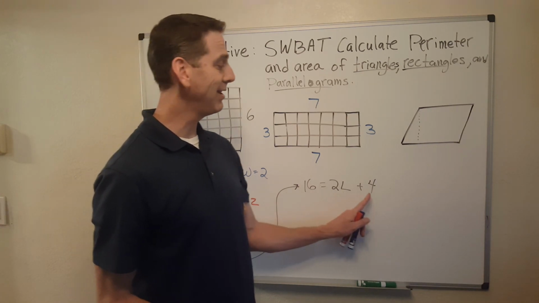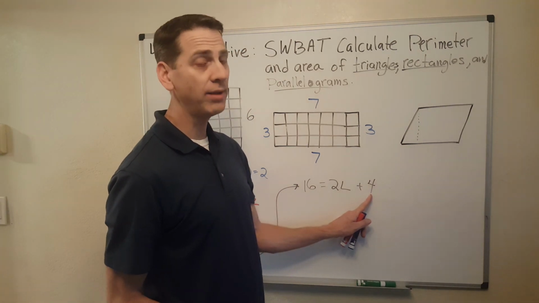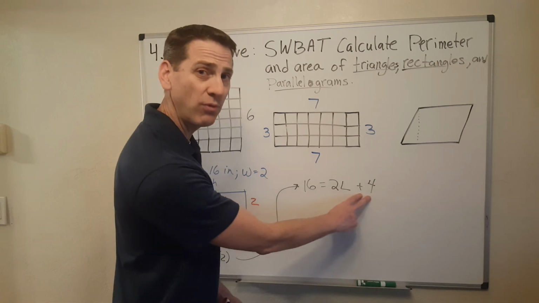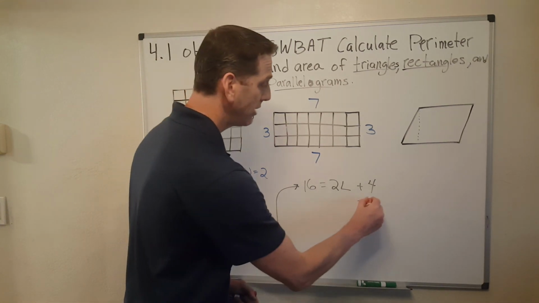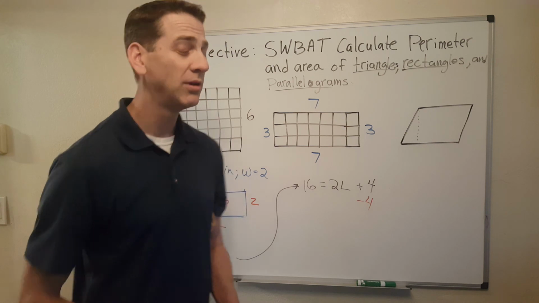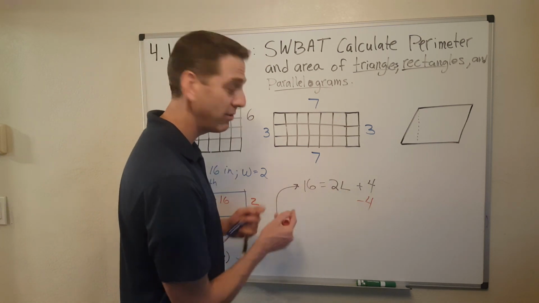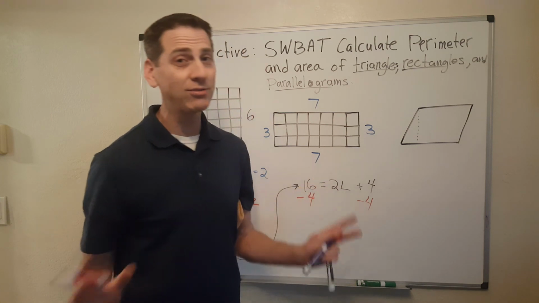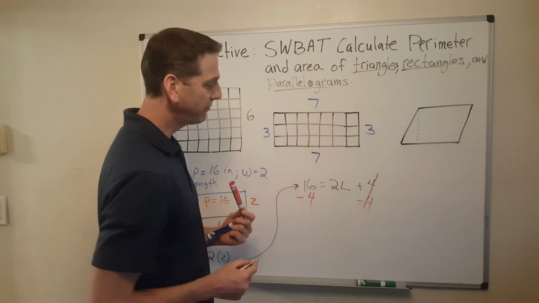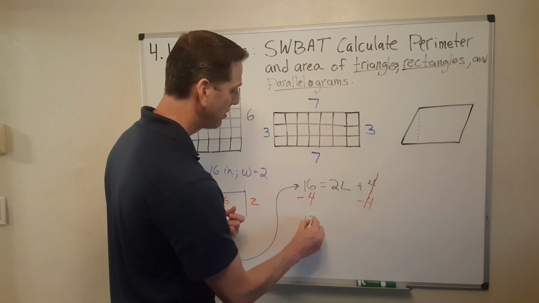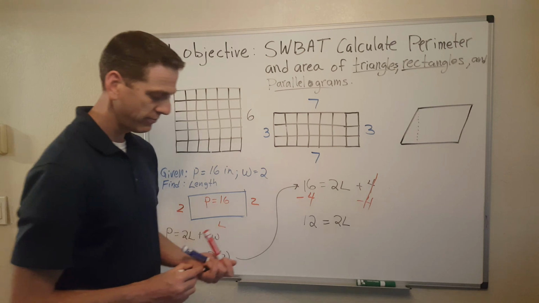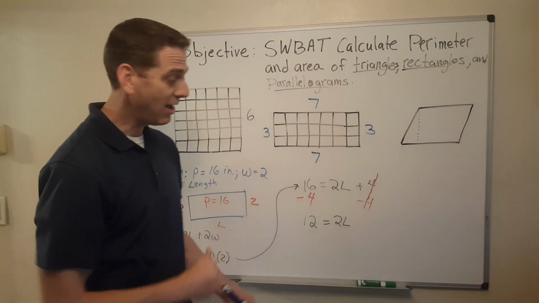Now I need to solve for L, don't I? So in order to solve for L, I need to get rid of this 4. I don't want him there. I want L all by itself. So in order to do that, how do I get rid of a positive 4? Well, I just subtract 4. Now he's gone. But the golden rule in algebra, as you remember, was do unto one side as you do unto the other. So I have to subtract 4 to this side as well. Okay, this is going to cancel. So 16 minus 4 is 12 equals, and I just bring the 2L down.